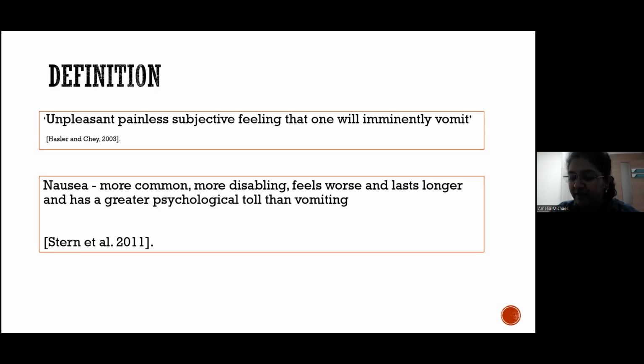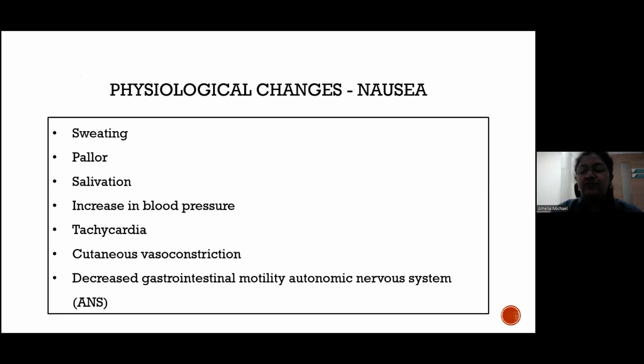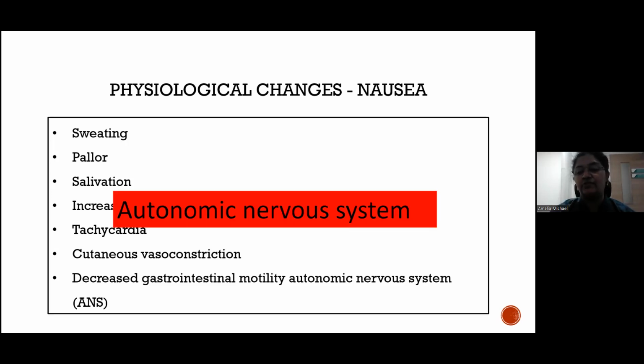With vomiting, they feel that if they have vomited, for whatever the cause may be, they actually feel better. The reason nausea is more disabling is because it's associated with all these autonomic feelings of sweating and feeling pale, salivation, sometimes blood pressure goes up, your heart rate goes up, there is vasoconstriction, you feel cold in your hands, and all of that is attributed to the autonomic nervous system. So you have all this paraphernalia of symptoms that worsen the nausea, and there is no relief from it. So it is more disturbing.